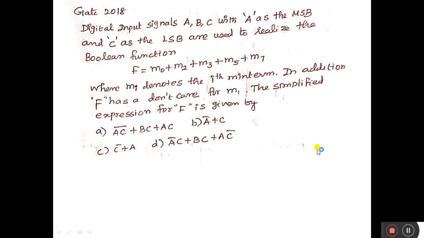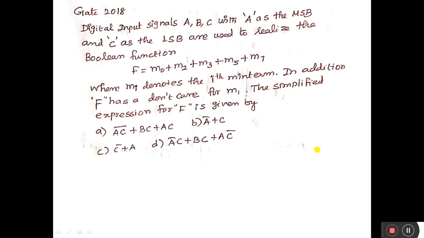Next question, GATE 2018. The digital input signals A, B, C, with A as MSB and C as LSB, are used to realize the Boolean function f equals m0 plus m2 plus m3 plus m5 plus m7, where i takes the values 0, 2, 3, 5, 7. Mi denotes the ith minterm. In addition, f has a don't care for m1.